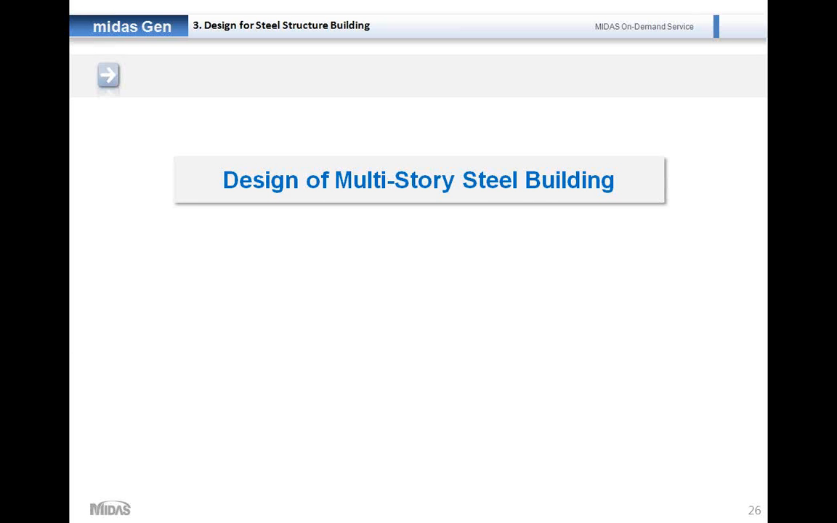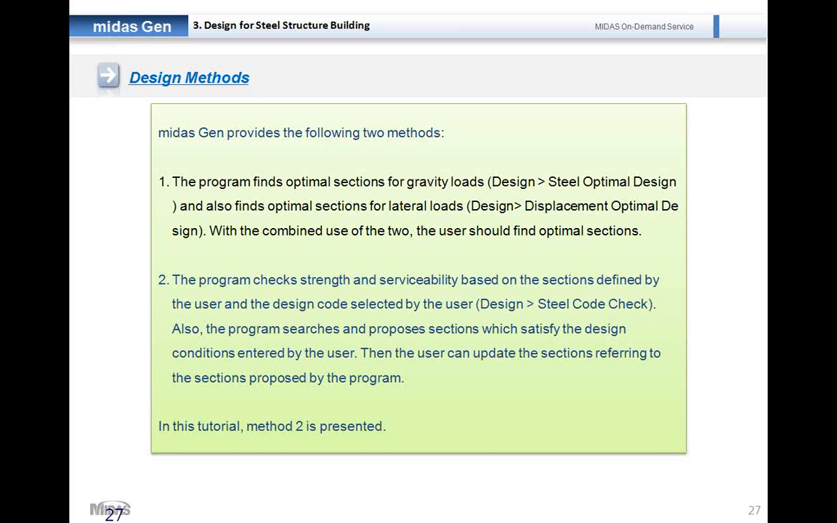Actually, Midas-Gen has two different methods for steel design. The first one is where the program checks the strength and serviceability based on the sections defined by the user and the design code selected by the user, which is the steel code checking function. Also, the program searches for and proposes sections which satisfy the design conditions entered by the user. Then the users can update the sections referring to the sections proposed by the program.